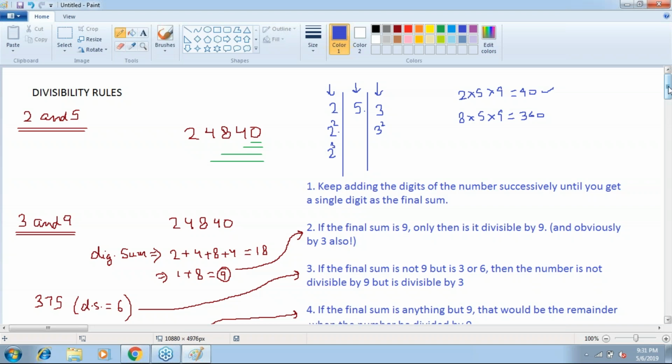So suppose you want to find out if the number is divisible by 24 or not. So we quickly do the autopsy of 24. We write 24 as the product of prime numbers. So I find it is 8 into 3. Is my number divisible by 8? Yes. Is my number divisible by 3? Yes. So the test passed. So the number is divisible by 24. So 24840 is divisible by 24.